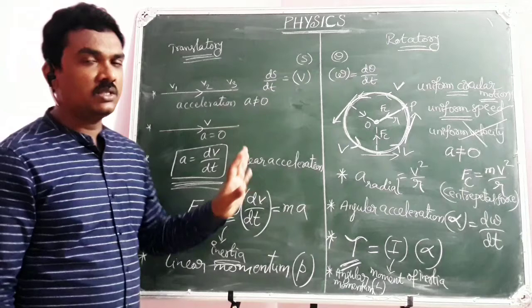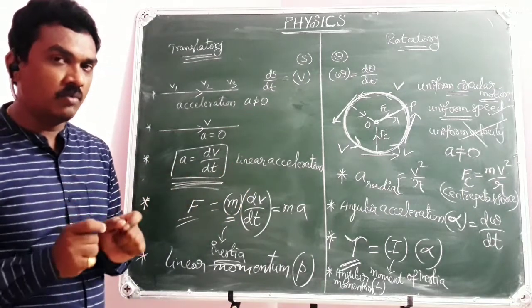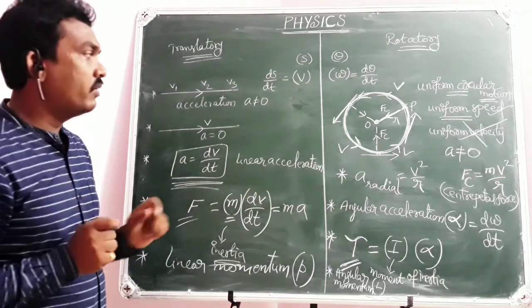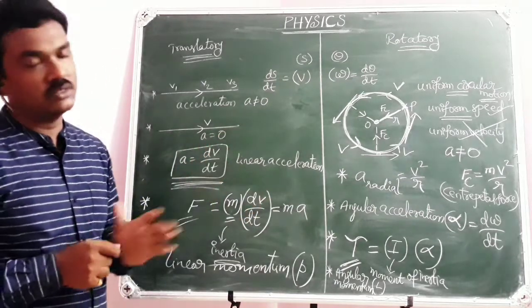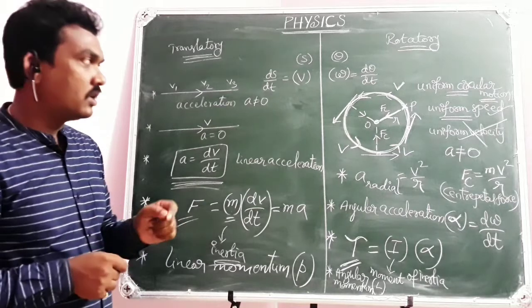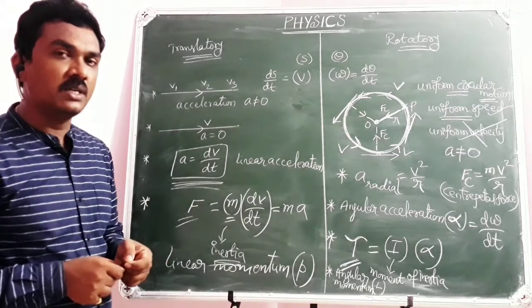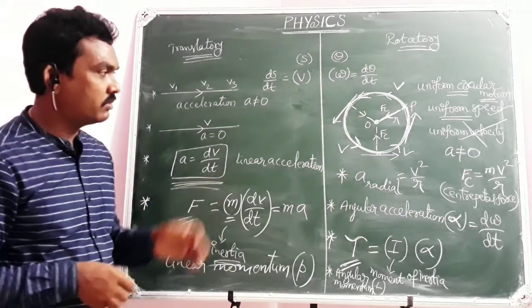Now once you go through this, we have compared translatory motion and rotatory motion, and we have discussed the variables of motion in both cases. Now we go with a few more examples related to vector product.